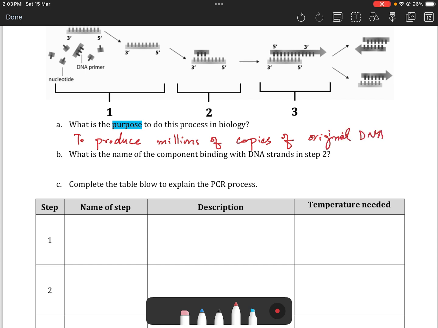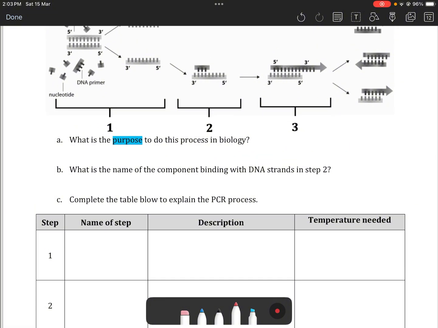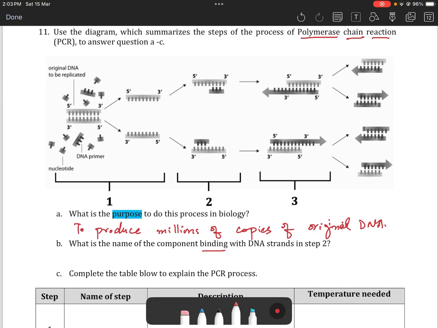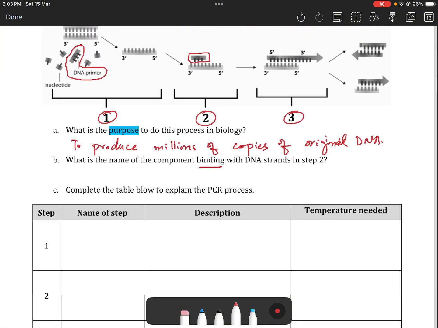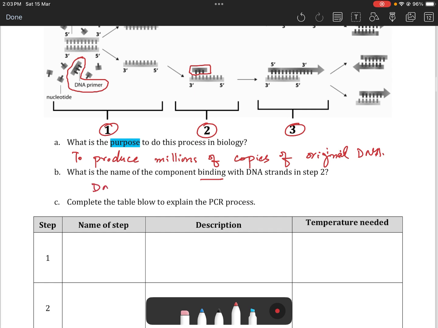What is the name of the component binding with the DNA strand in step 2? Okay, this is step 1, step 2, step 3. So step 2, you can see this small segment right away here. So it's quite easy to answer it. That's the DNA primer. So what's the name? DNA primer. That's it. There is no worries about that.